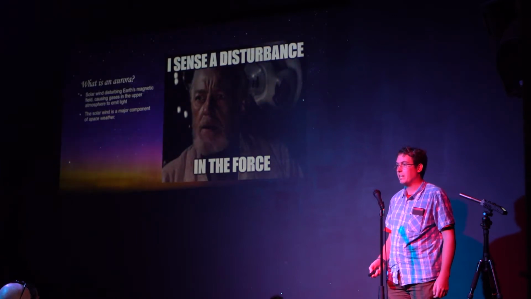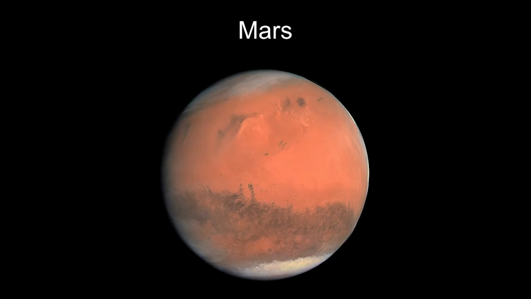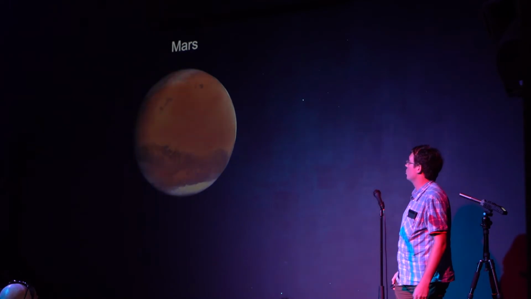If we didn't have a magnetosphere, we'd look like this guy. That's exactly what happened. This is Mars, sometime about 4 billion years ago, lost its magnetic field. The solar wind stripped its atmosphere off, and now it's devoid of all life.